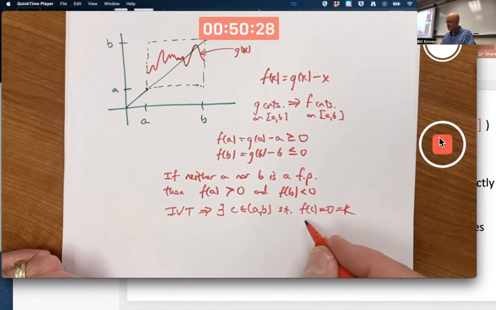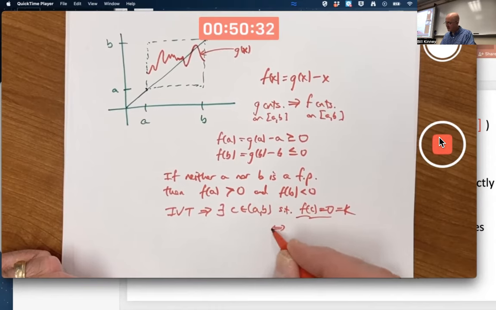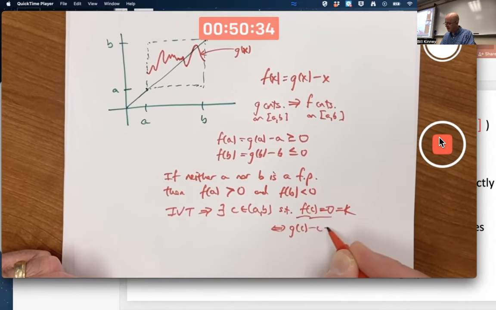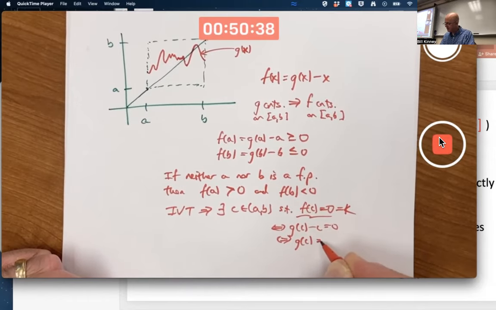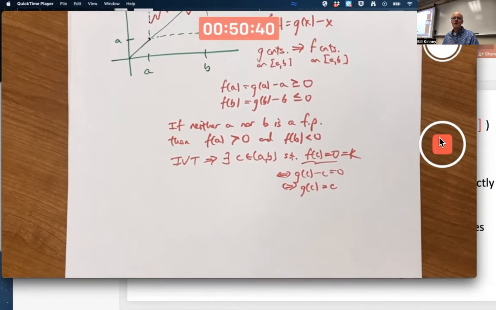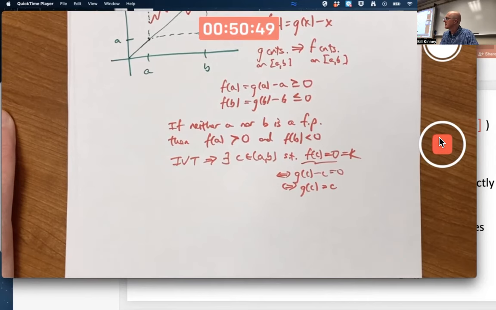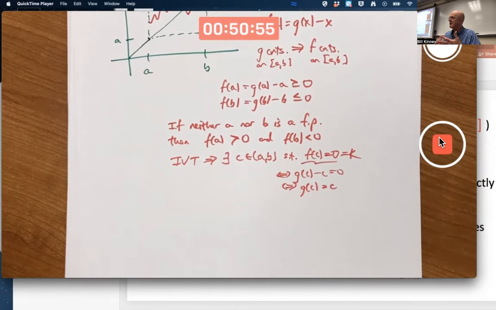And if f of C equals 0, that equation is equivalent to G of C minus C equaling 0, which is equivalent to G of C equals C. In other words, C is a fixed point of G. Okay, so that's the essence of the proof without being real formal about writing it up. The book does a formal proof. We have to set it up to be able to apply the intermediate value theorem.